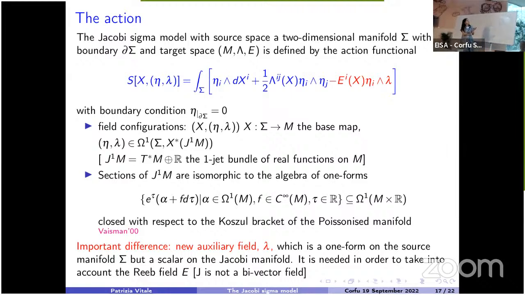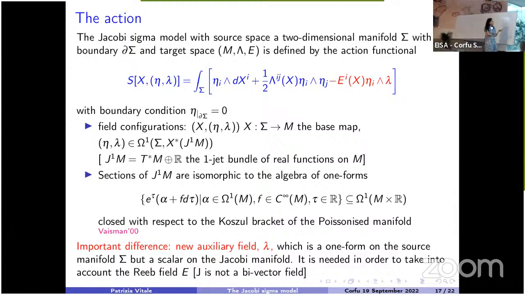So the sections of this jet bundle are essentially isomorphic to the algebra of one forms of this form, which are a subalgebra of the one forms of the extended manifold. The nice thing is that this subalgebra is closed with respect to the Courant bracket on the big manifold here.